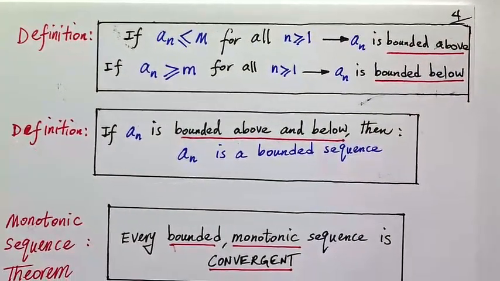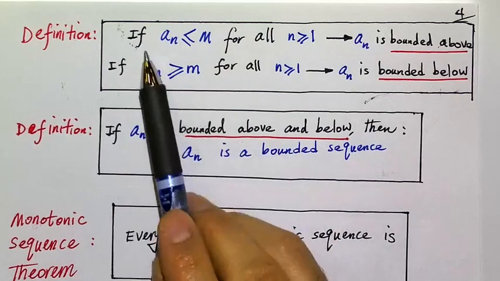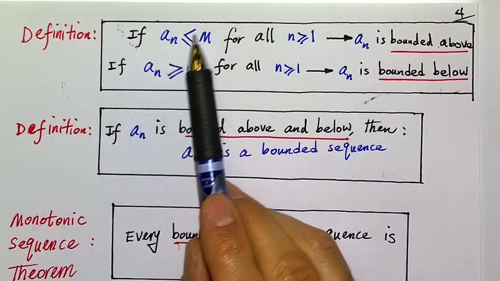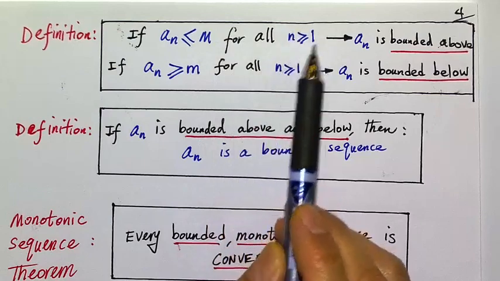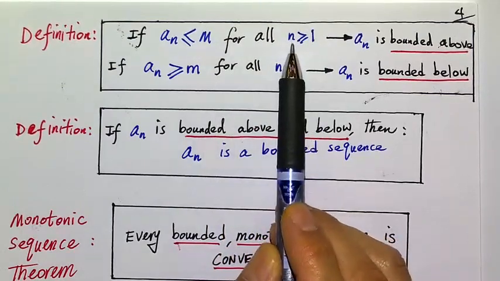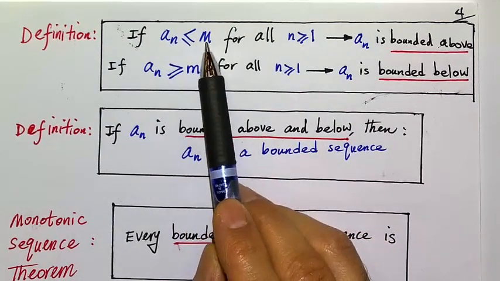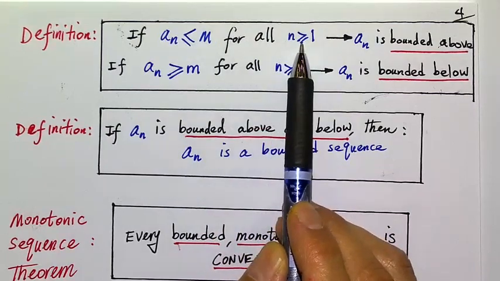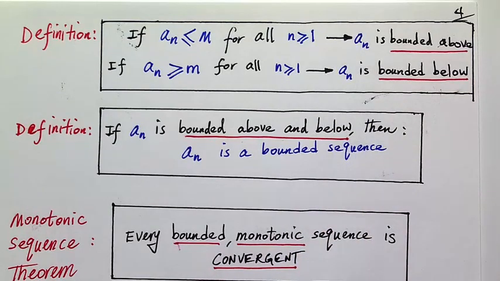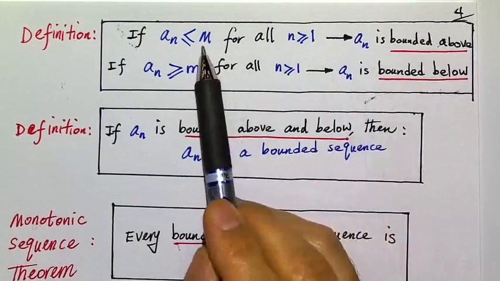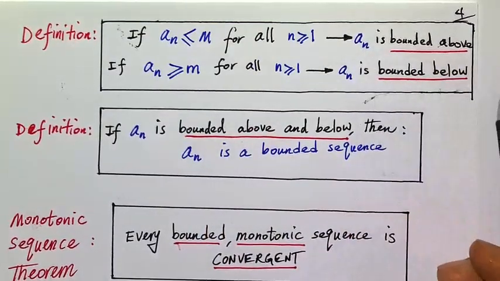There are more definitions. These are all good because they come in handy as we solve problems. So if a sequence is less than or equal to some value, let's call it capital M, for all members of the sequence, that's what this means. If the sequence is less than or equal to some value for all members of the sequence, then the sequence is bounded above. In other words, it has a ceiling. It has an upper bound, which we call bounded above.